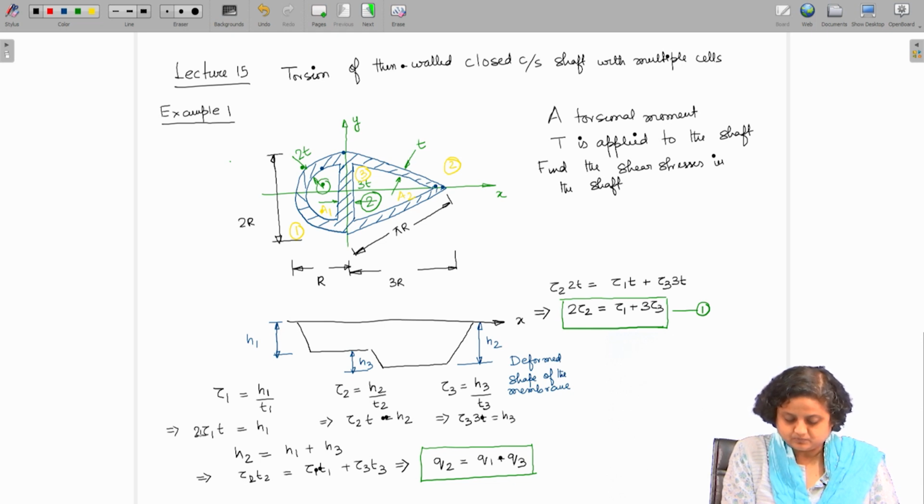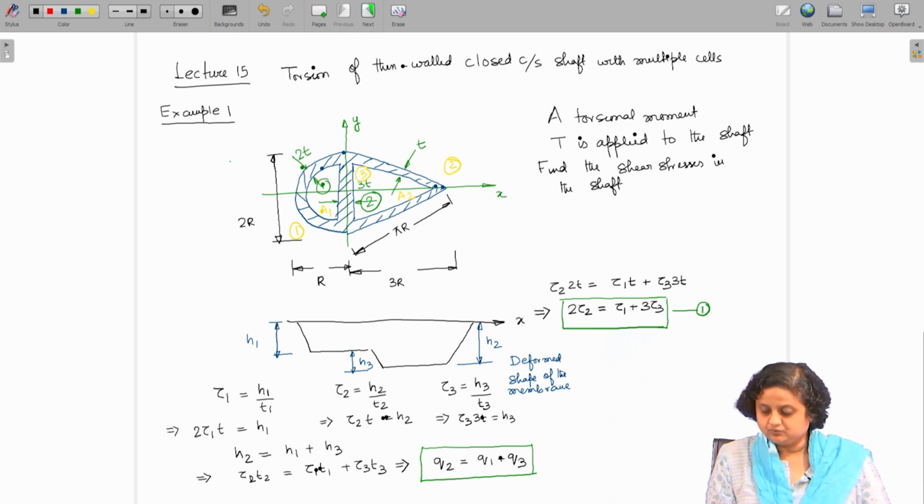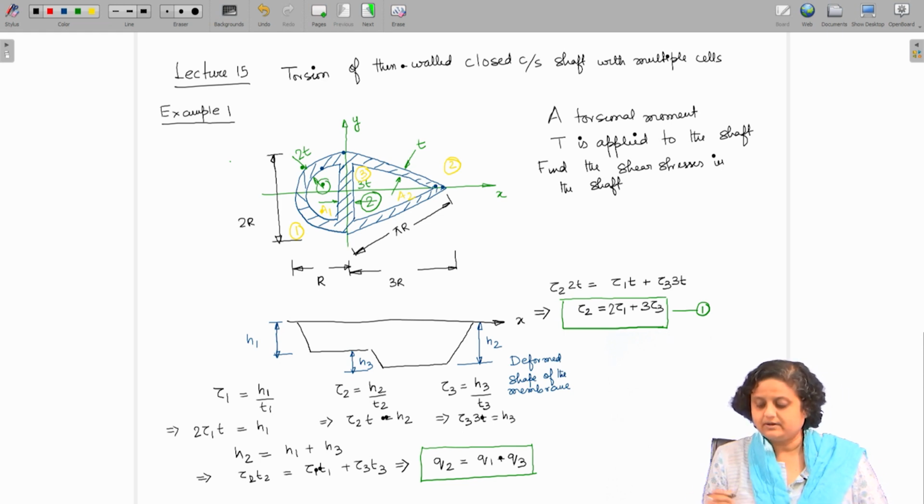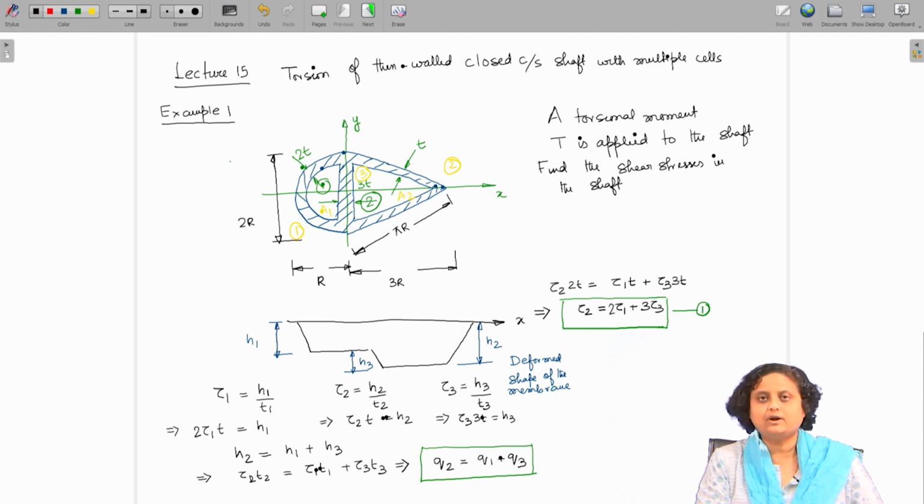And this is 2. So, I have this one. I have to make a small correction here. So, tau T is 2 tau 1 plus 3 tau 3. So, this is the equation that we have. Now, therefore, from the deformed shape of the analogous membrane, I get two equations. One equation relates the tau 1, tau 2 and tau 3, and another equation relates the shear flow, that is Q2 is equal to Q1 plus Q3.